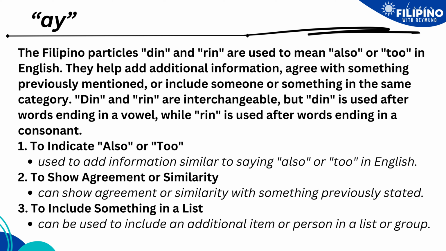Here are the uses of din and rin. They are used to indicate also or too. They add information similar to saying also or too in English. The second one is that they show agreement or similarity with something previously stated. And the third one is they also include something in a list.